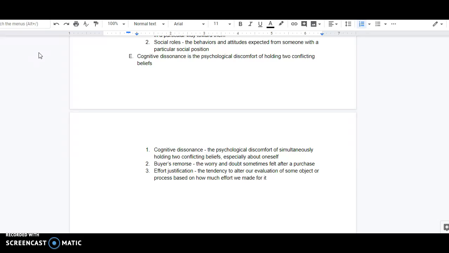There's also effort justification, which is the tendency to alter our evaluation of some object or process based on how much effort we made for it. So if we really work hard for something, we're more likely to value it more. That's why people, if they think they're buying an expensive meal, may give larger or better reviews of the food just because it costs more. Another interpretation of cognitive dissonance is just a way of allowing ourselves to be okay with making these choices that we know are wrong.